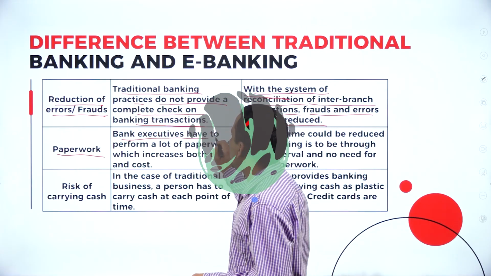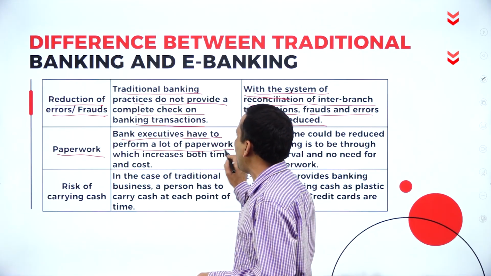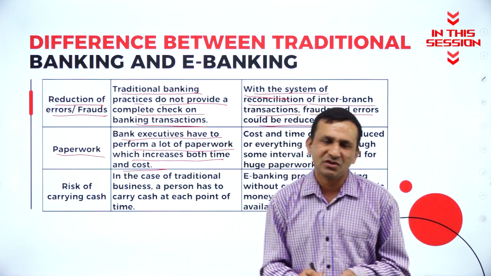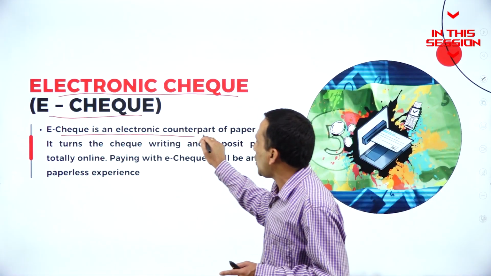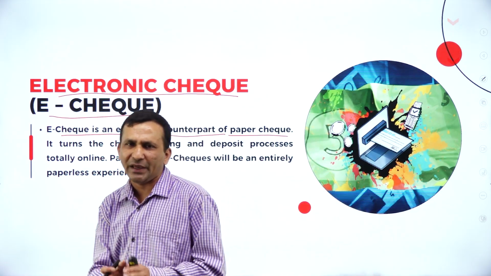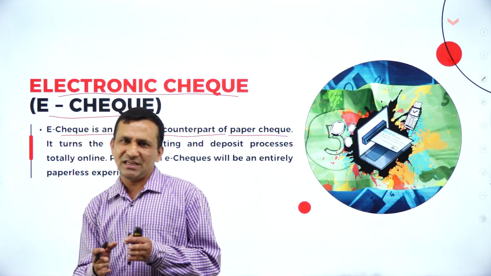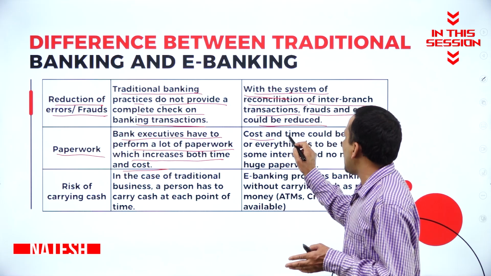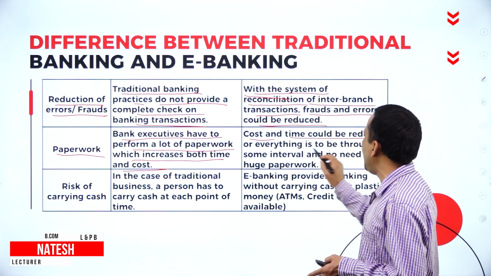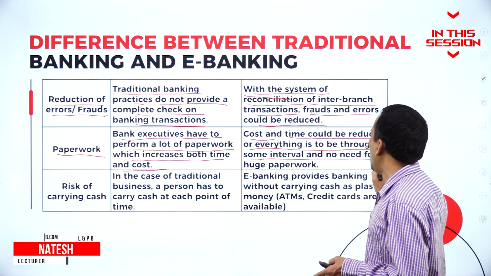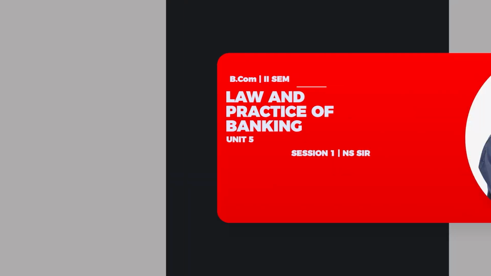So bank executives have to perform a lot of paperwork, which increases both time and cost consumption. An e-check is an electronic counterpart of a paper check. The way a paper check looks, the electronic check is also the same thing, but the cost and time could be reduced, and everything is done electronically, with no need for huge paperwork.